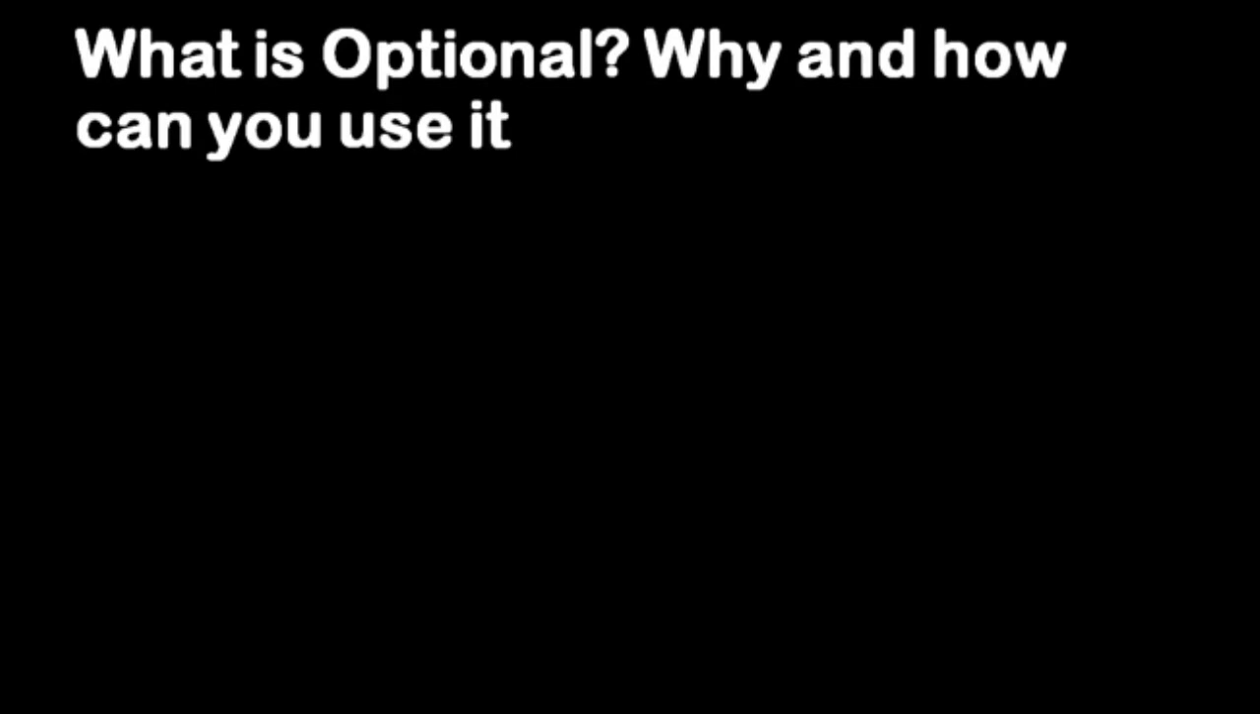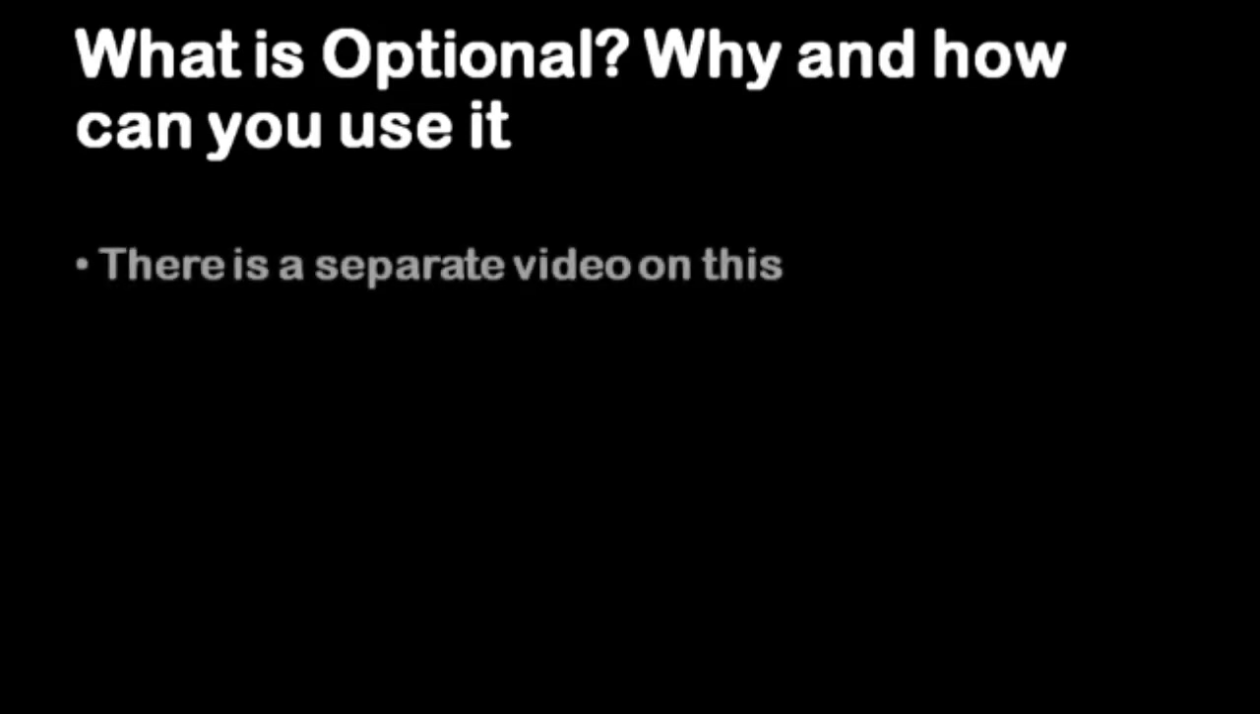What is Optional? Why and how can you use it? Basically, what is the Optional class and what is the advantage of the Optional class can be asked. The Optional class is a new class that got introduced in Java 8, and it is basically used to avoid multiple null checks and to avoid NullPointerException. I have seen there is already a video on the Optional class in the queue, so I am not going deep on this. This is one of the important interview questions.